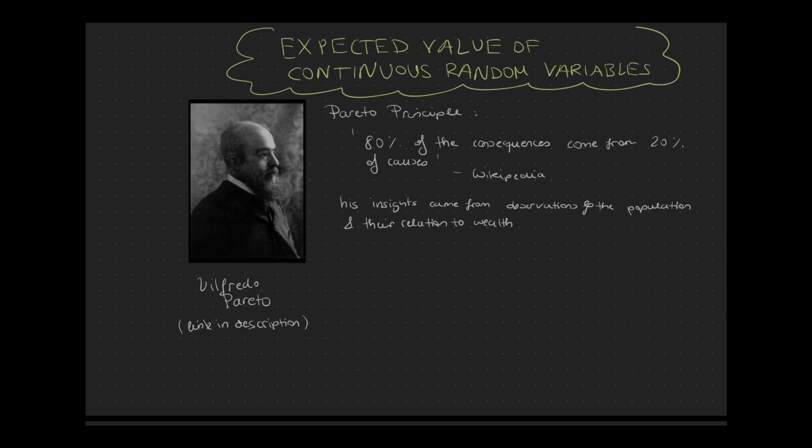Probably you know the statement from different contexts, like economics where a small number of rich people own most of the wealth. And indeed, Wilfredo Pareto got this insight from observations of the population and their relation to wealth. In particular, Pareto had a look at Italians' population's wealth. By the way, this image was taken from Wikipedia, a link to it is given down below in the comments.